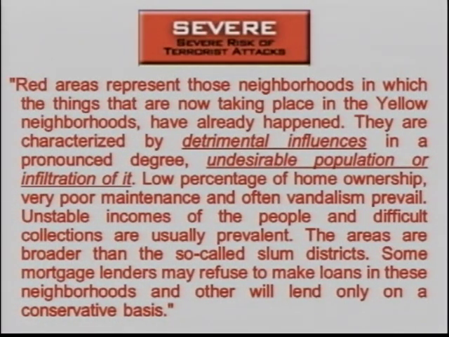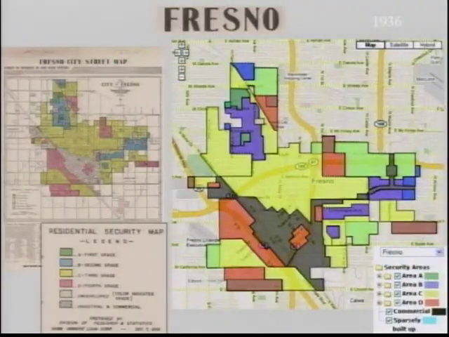This is in the text, a direct quote. You'll see what redline is: detrimental influences, undesirable population, infiltration of it, etc. So there's a very rich literature. It's this whole epidemiology theme of containment of groups and races and protection of property, and ethnicity and property, of course, are intimately linked. This is Fresno.